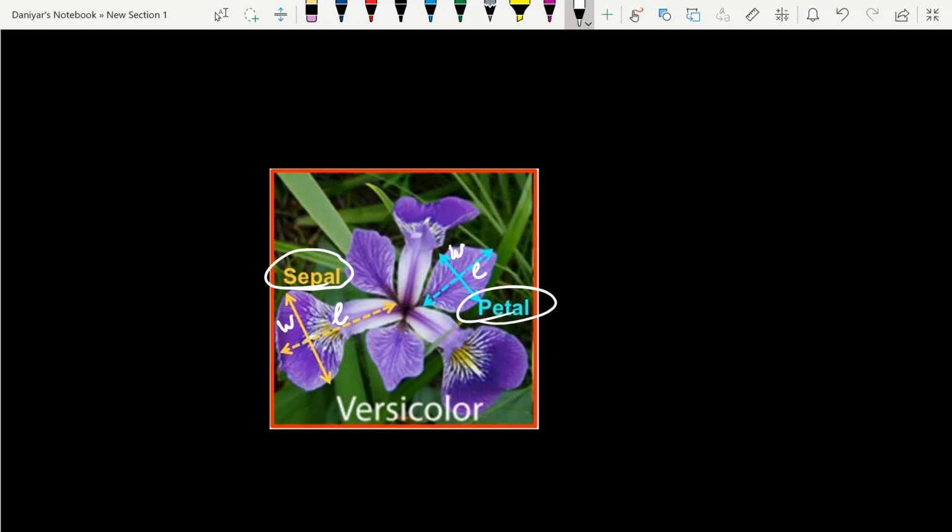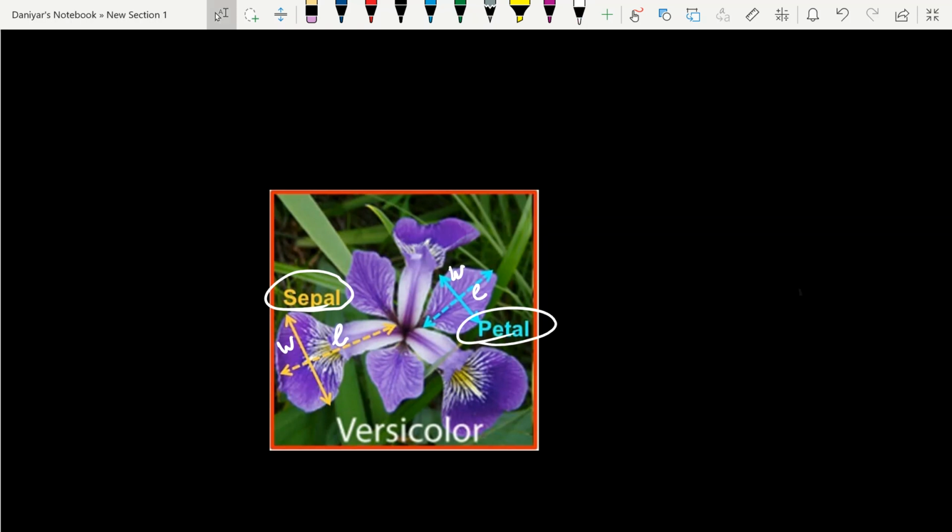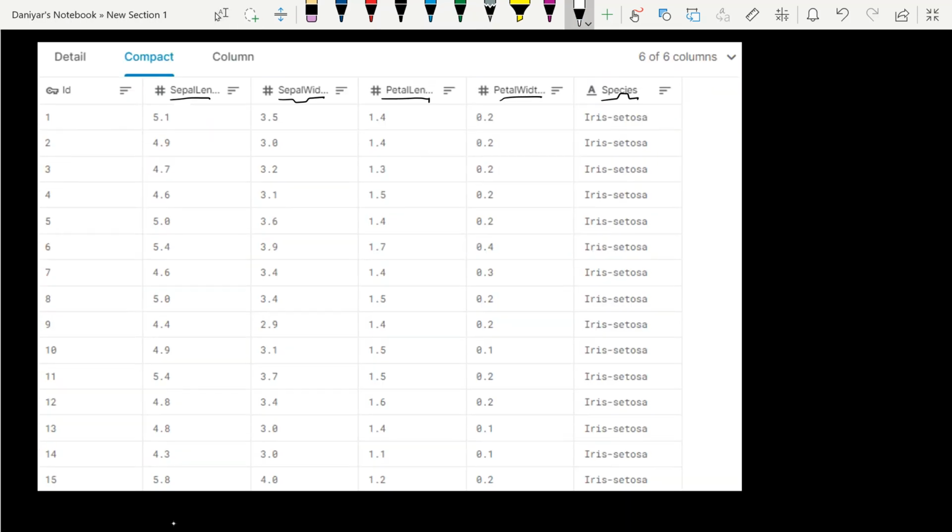So in total we have 4 variables that we'll use to predict whether a species is Setosa, virginica, or the third type.